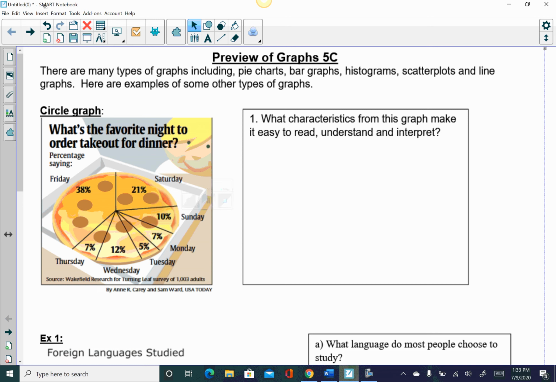Hi there. In this section, we're going to look at a preview of graphs. There are different types of graphs. Of course, there's a circle graph, line graphs, multiple line graphs, bar graphs, and stack plots. Those are the types of graphs that you'll see here in the next couple of sections.